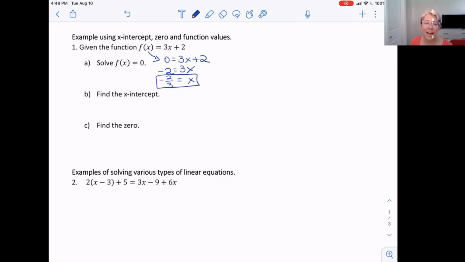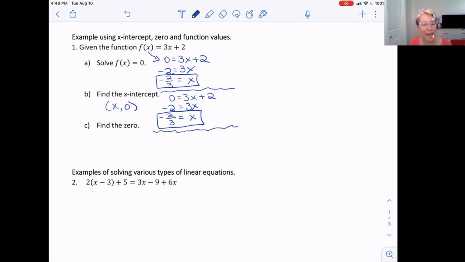Second, they ask us to find the x-intercept. Well, again, remember the x-intercept, we find the x value when our y is 0. Guess what we're going to do? Draw a little line there. We're going to plug in 0 for our y. Subtract 2 from both sides, and then divide both sides by 3. We get the x value of -2/3.